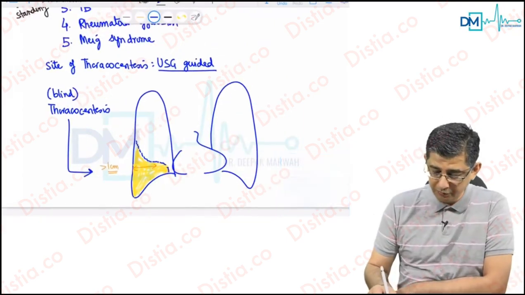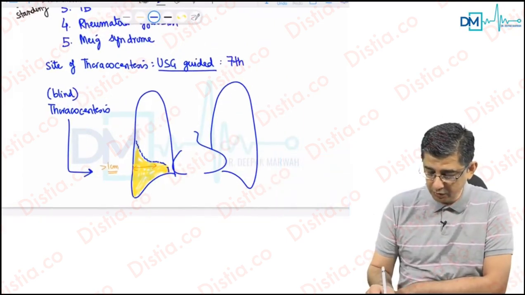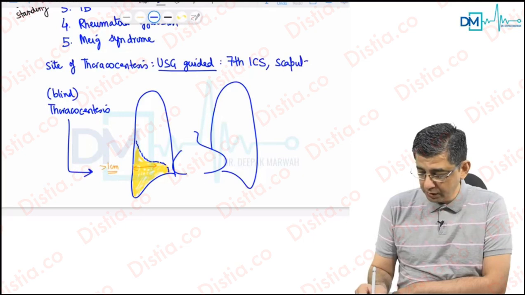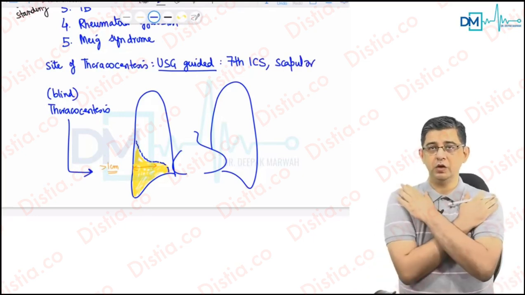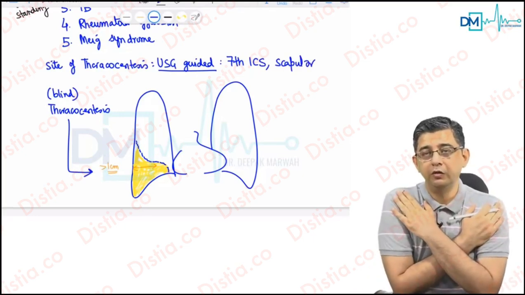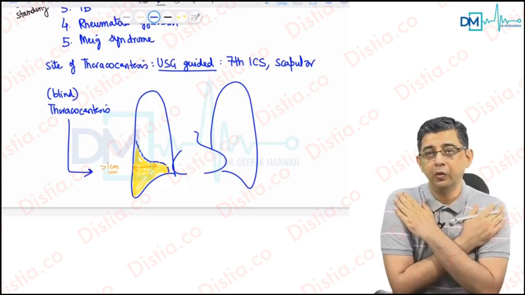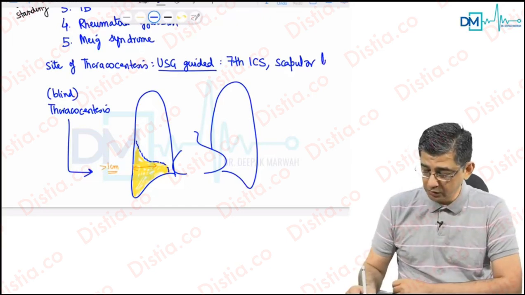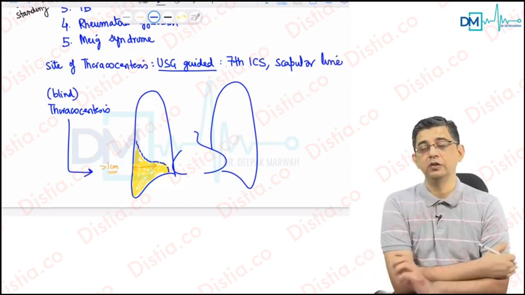And what would be the preferred site? The answer would be the 7th intercostal space. You would make the patient sit like this, cross his arms, and lean onto the table. This is going to spread out the scapula a bit, and then you poke him from behind, that is at the scapular line. So 7th intercostal space, scapular line, is the preferred site for thoracocentesis.